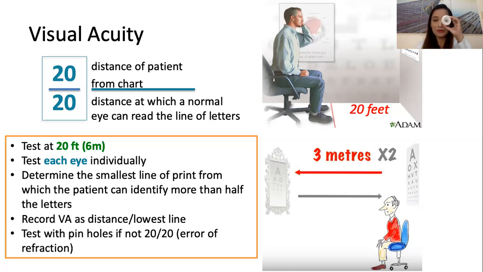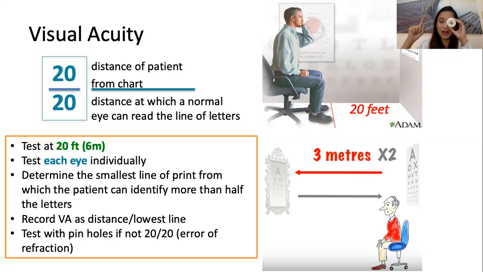So you occlude one eye, and then you ask the patient to read from top to bottom. And then you determine the smallest line of print from which the patient can identify more than half of the letters. And in that line, there is an indication in the Snellen chart of the visual acuity of the patient, so the distance over the lowest line.